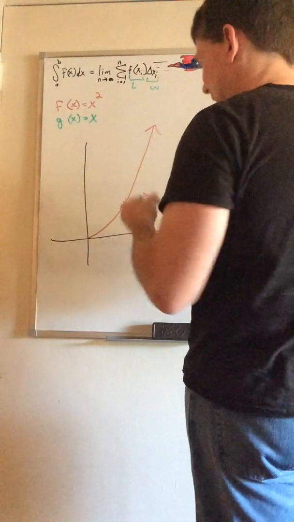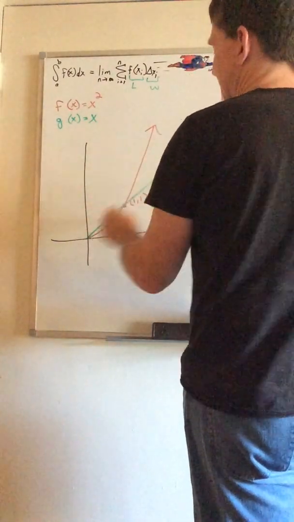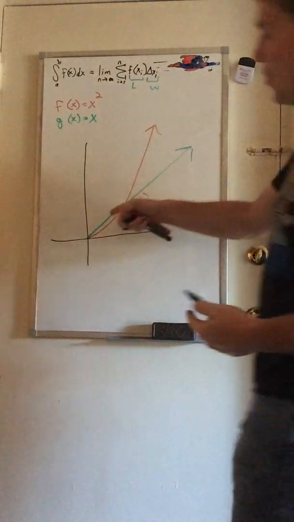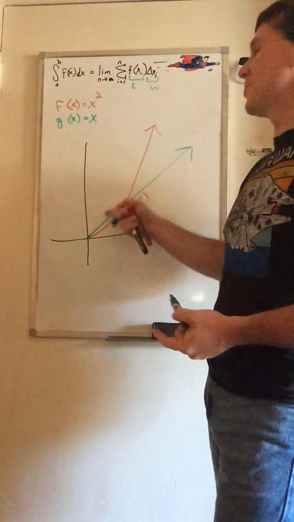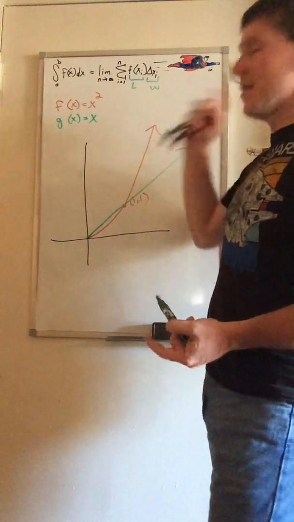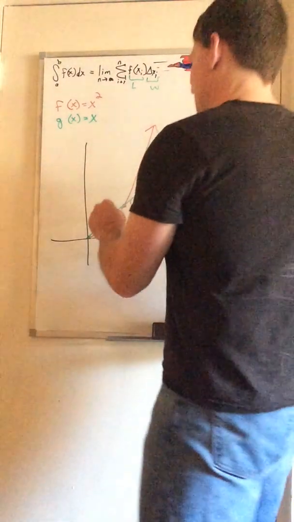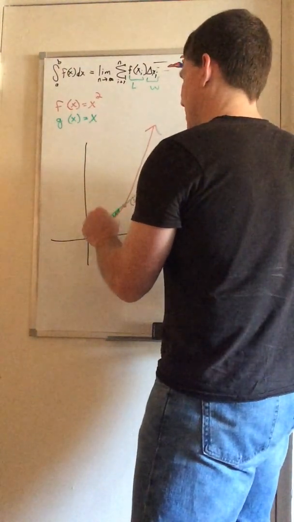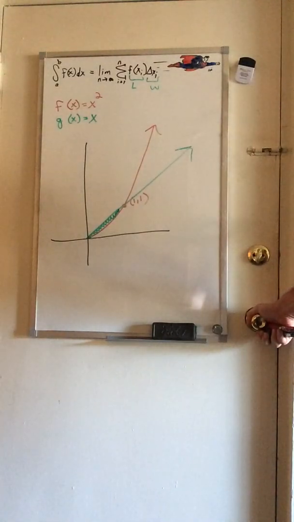Now if I graph g of x equals x, I get the line that looks like that. And yes, notice between 0 and 1, the square function is below the line y equals x. Once you pass 1, the parabola gets really big, and it goes above the line. I want to find this area, the area between those two curves.